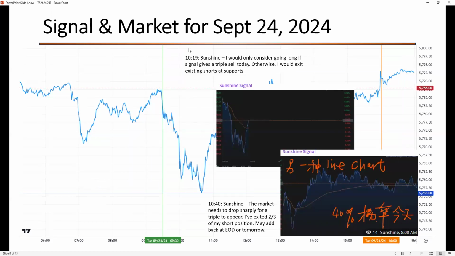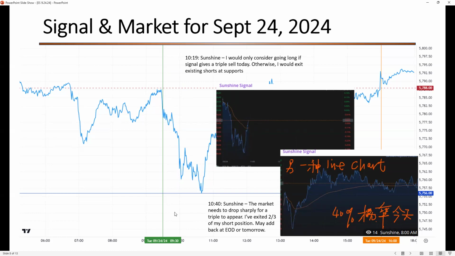And then right after market opens, Sunshine posted that he will only go long if the triple sell appears, and that a triple sell will appear only if the market falls sharply. Otherwise, he will be selling. He would be looking to sell rips, to sell bounces for the day.